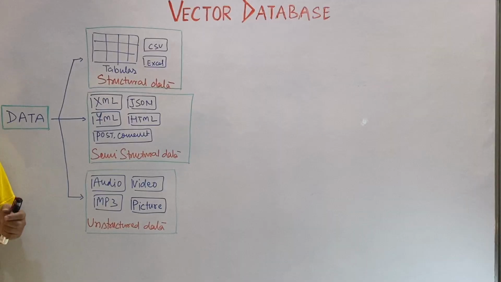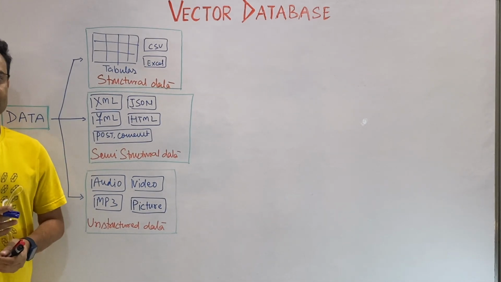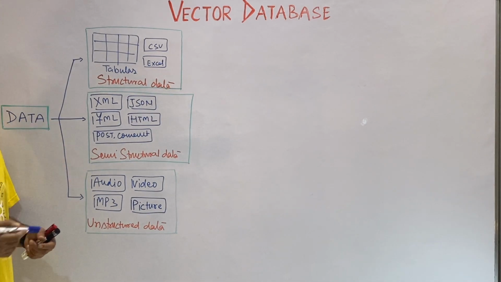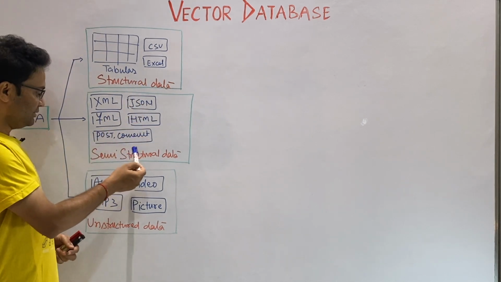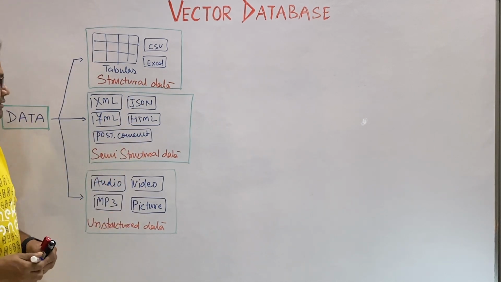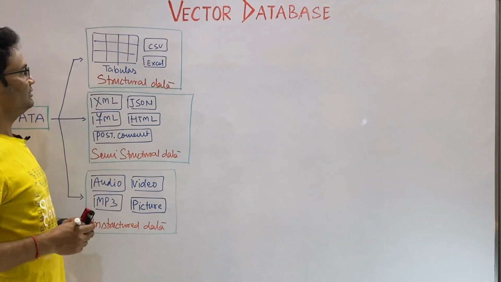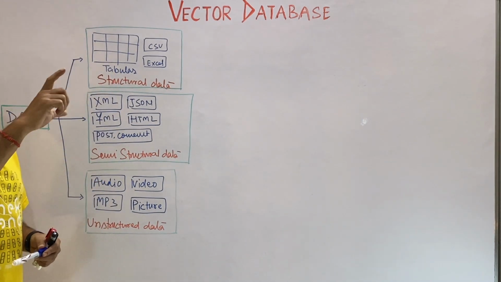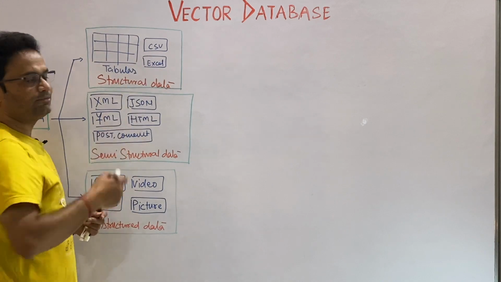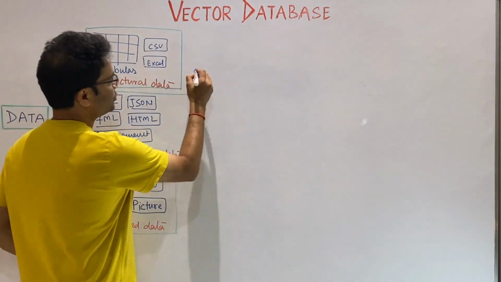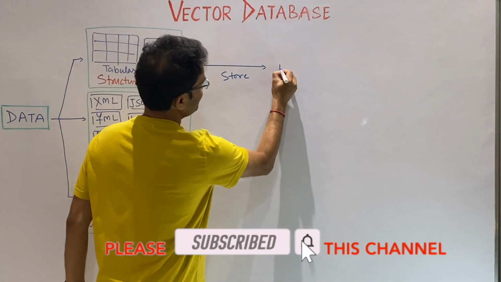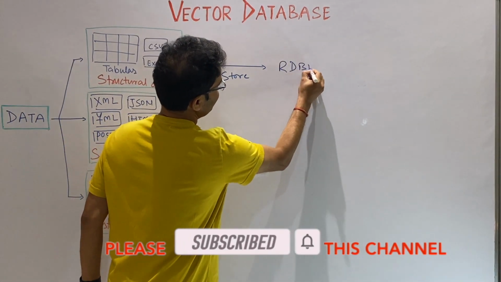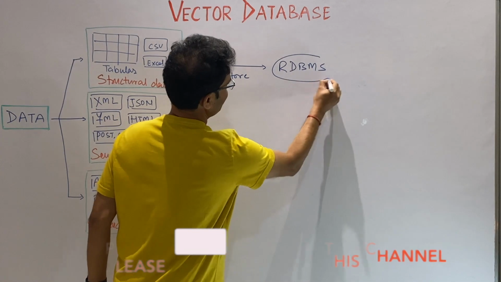For a better understanding, let us go to the whiteboard where I will explain everything in detail. If you observe the last 2 decades, we have different kinds of data: structured data, semi-structured data, and unstructured data. Structured data is any data in row and column format, CSV format or Excel format. Which kind of database do we store those in? We store them in an RDBMS, a Relational Database Management System.